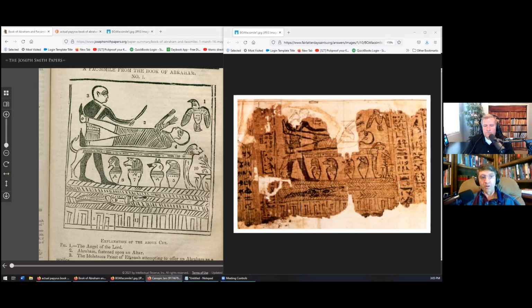It's about the priest being killed so that he can't kill Abraham, right? The angel slays the priest, and then Abraham lives. So that's an interesting little twist there.